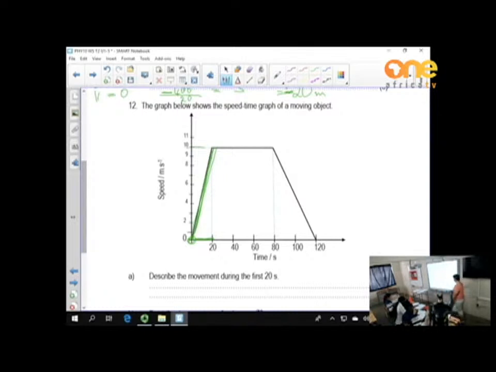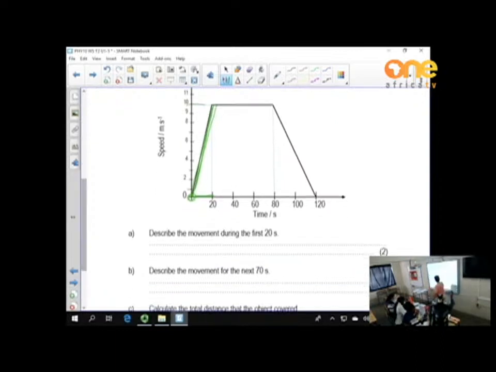You can go one step further depending on the number of marks. What would the acceleration be? 10 over 20, which is 0.5 meters per second squared. I can just say the object moves at constant acceleration from rest to 10 meters per second in 20 seconds. Yes, perfect. Acceleration is the gradient, so it's change in y over change in x, so it's 10 over 20, 0.5.